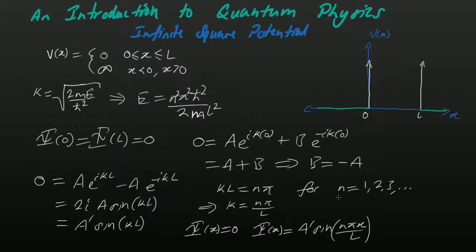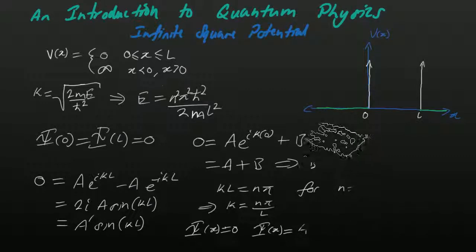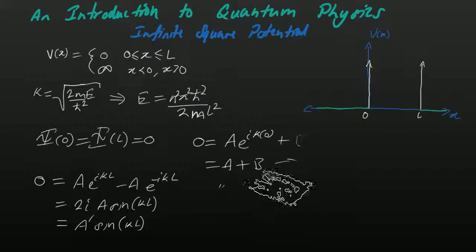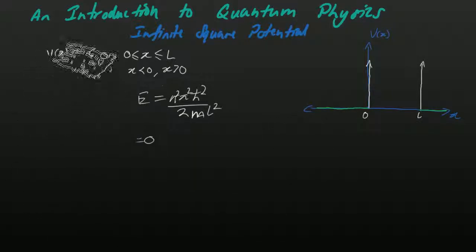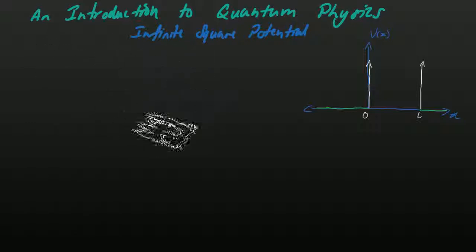Now for this to be of any use to us, we have to normalize this wave function. A wave function must be normalizable for any information to be measured from it. So how do we normalize? We say the normalization is equal to 1. Normalize the wave function. I'll write everything out explicitly here.